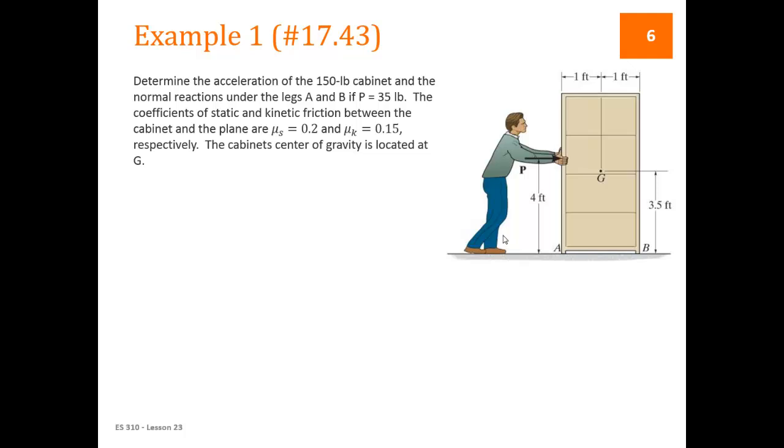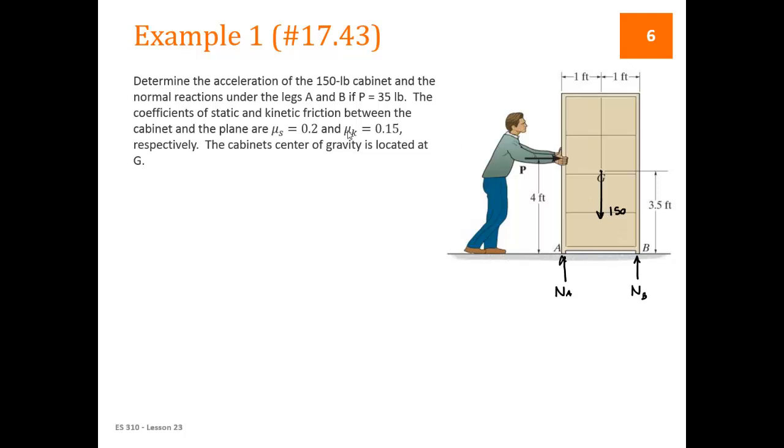So let's take an example of this. We have a man pushing on a cabinet. The cabinet weighs 150 pounds, so there is a weight acting at the center of gravity of 150 pounds, acting straight down. There are normal reactions under the legs, so we have a normal reaction NA and a normal reaction NB. If the man weren't pushing on this, those two would be equal, both equal to half of the weight. But since the man is pushing on it, NB is going to be bigger than NA. More of the 150 is going to be held by NB than NA.